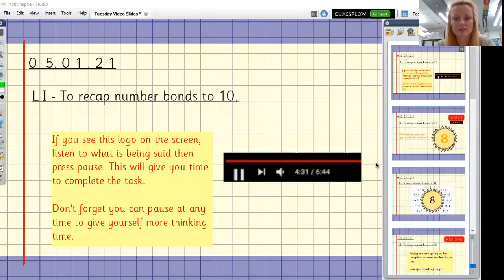So to start with, I'm just going to say, if you see this symbol, the pause symbol, which you can see in black on my screen now, that's just an indicator for you to know that this would be a good time to pause. It means that it can give you time to complete the task. But it's also okay to press pause just to give yourself a bit more thinking time. If you've got any questions, you might want to ask your adults in the room and they can watch it back and try and help you. So that's just a key thing.